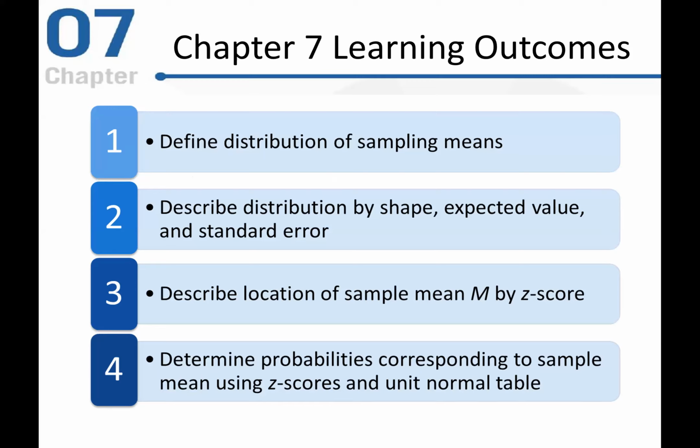The learning outcomes in this particular chapter are that we are going to define the distribution of sample means. We're going to describe the distribution by its shape, by what is called the expected value, and by a new thing that we're going to learn in this chapter, the standard error. Third, we are going to be able to describe the location of a sample mean by a z-score. And lastly, we are going to determine the probabilities that correspond to a sample mean using z-scores from the unit normal table.